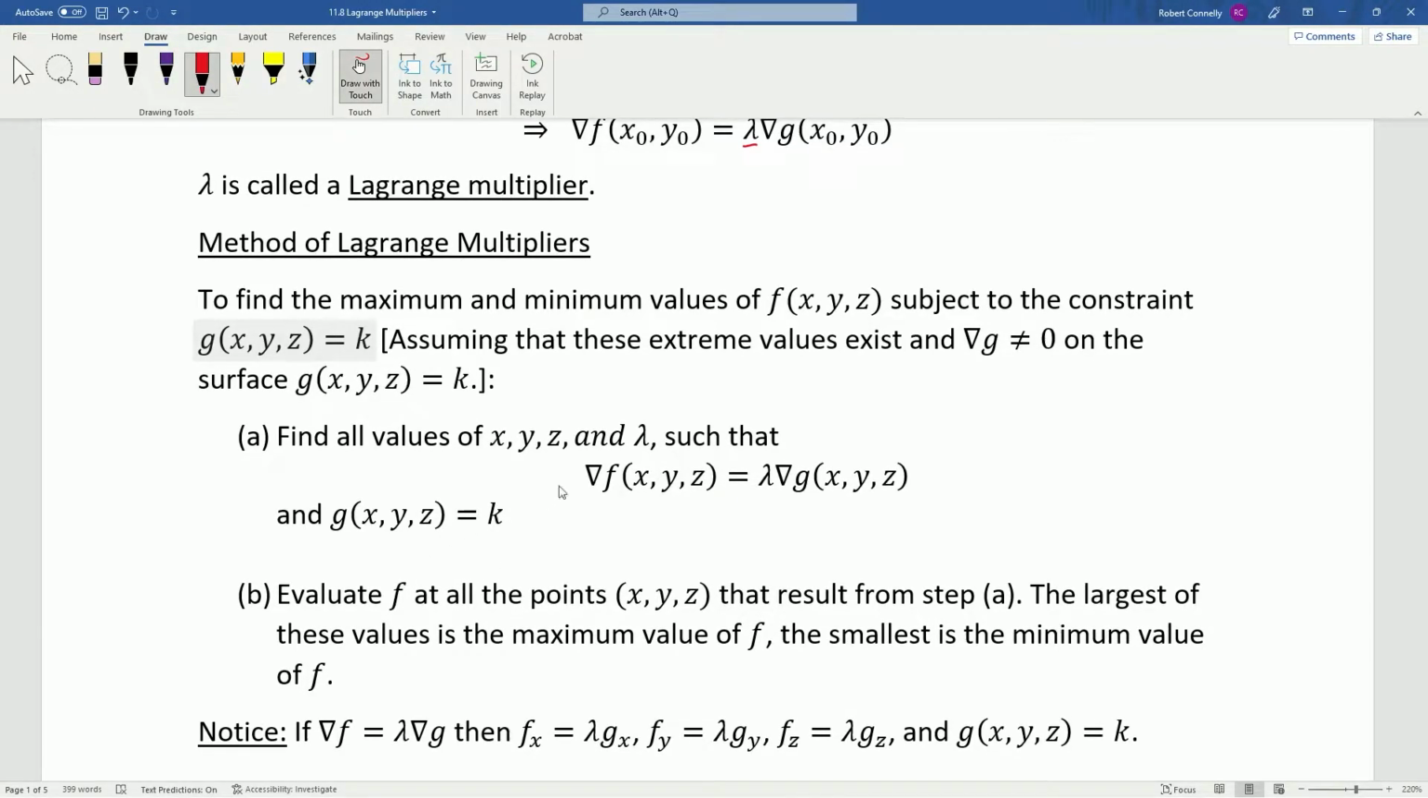So what we're going to do once we find those points, we're going to evaluate the function at all of those points x, y, z that result from step A. The largest of these values is the maximum value of f, and the smallest is the minimum value of f.